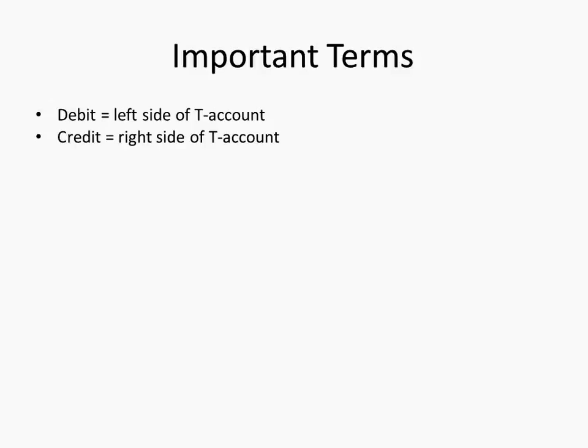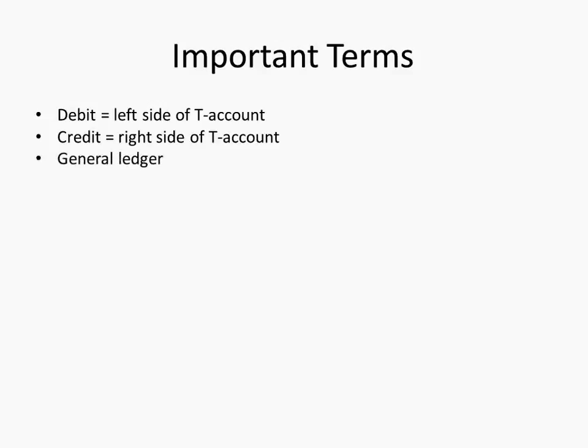So what normally has a debit balance? Assets normally have a debit balance. What normally has a credit balance? Owner's equity, right, except if you have a loss over time, then that'll bring you to a debit balance.